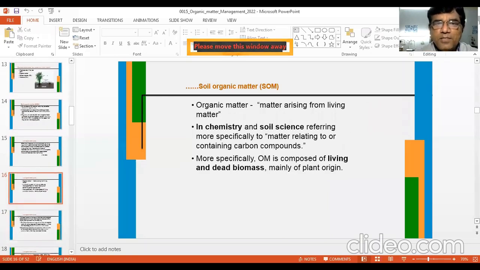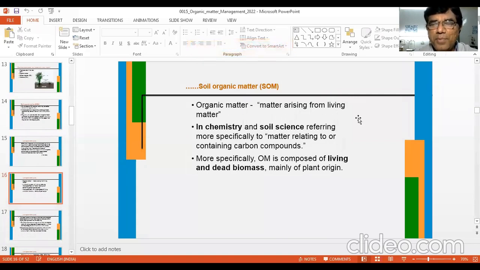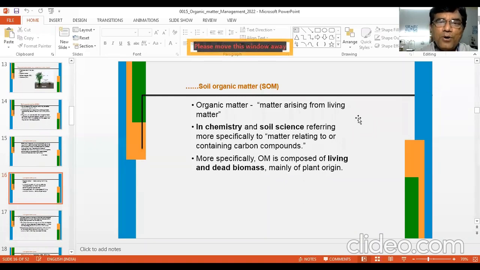Another definition or meaning of soil organic matter: organic matter arising from living matter. That is the simplest meaning. In chemistry or soil science, it refers more specifically to matter relating to or containing carbon compounds. Matter relating to or containing carbon compounds is your organic matter for a soil scientist. More specifically, organic matter is composed of living and dead biomass, mainly of plant origin. So these are the meanings of organic matter in brief.